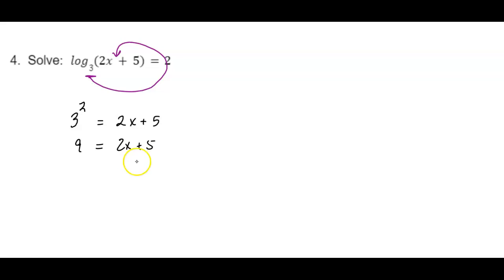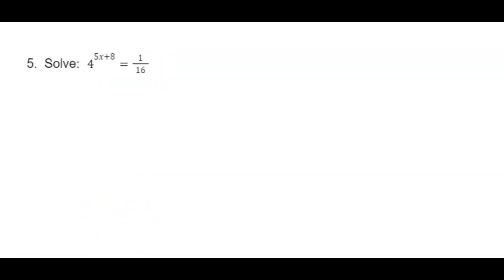So we're going to subtract 5 from both sides. That gives me 4 equals 2x, last step. Divide by 2 on both sides. So we get that x equals 2.